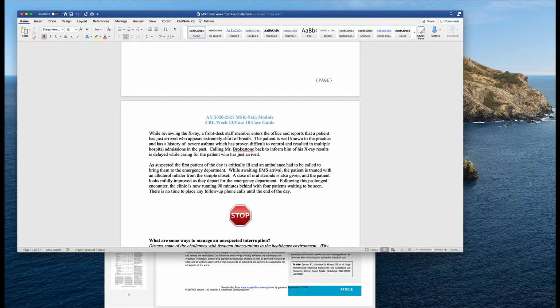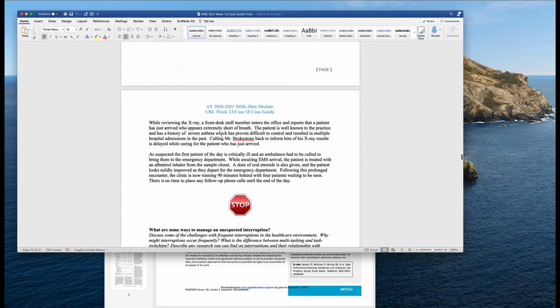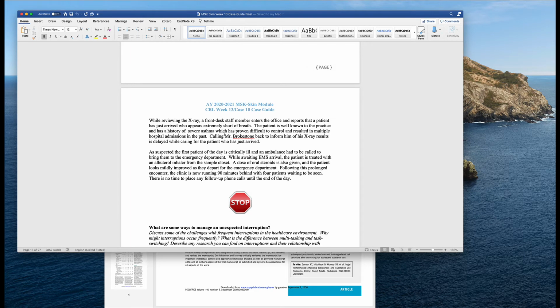So our physician is reviewing the x-rays, front desk, and they're about to call Mr. Brookstone back about his x-ray and his fracture. In their haste, they have also missed the fact that they pulled up the wrong x-rays. They're about to call the patient back, and then a patient with severe asthma comes in, and it talks briefly about having to stabilize a patient who walks into your clinic who's quite sick.